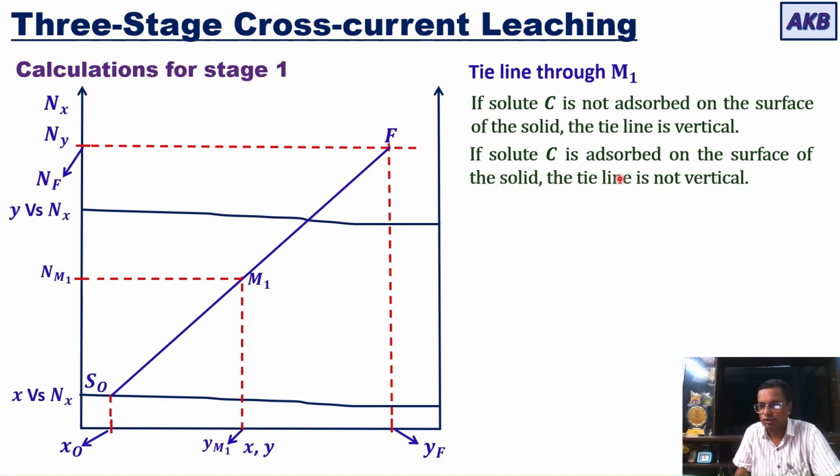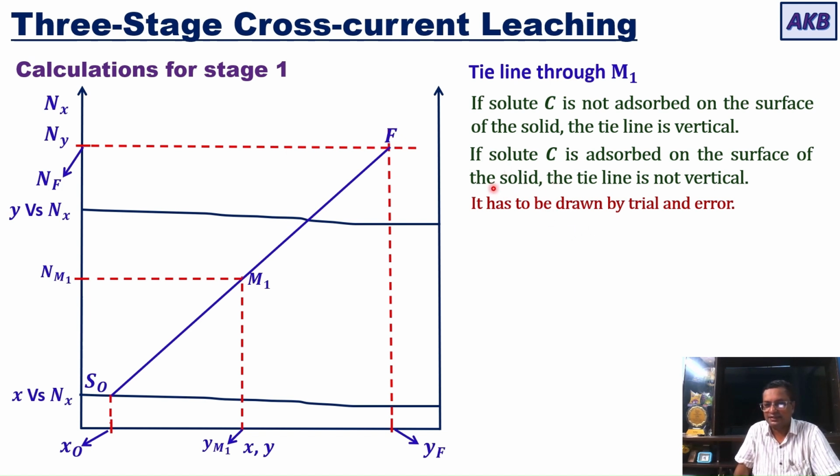But if solute C is adsorbed on the surface of the solid, the concentrations of C in the overflow and underflow will be different. And in that case, the tie line is not vertical, and you have to draw the tie line by trial and error. In my previous video, I told you how to draw a tie line by trial and error. So when solute C is adsorbed, you need to draw the tie line by trial and error. It depends on whether the solute C is adsorbed on the surface of the solid or not.